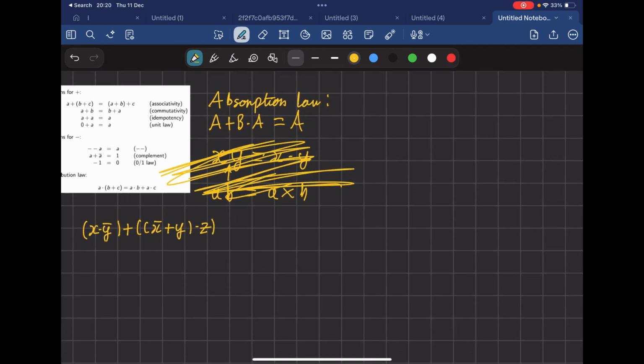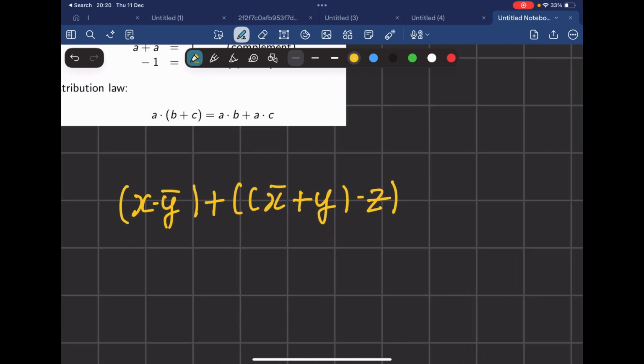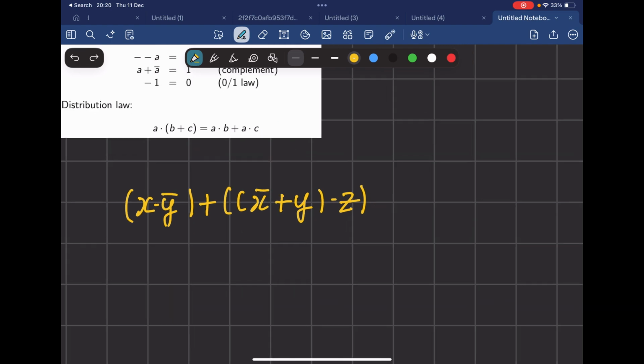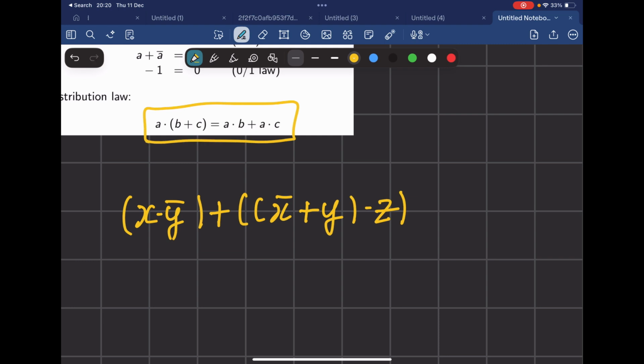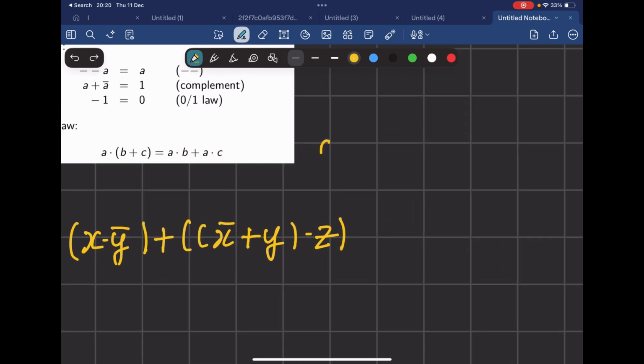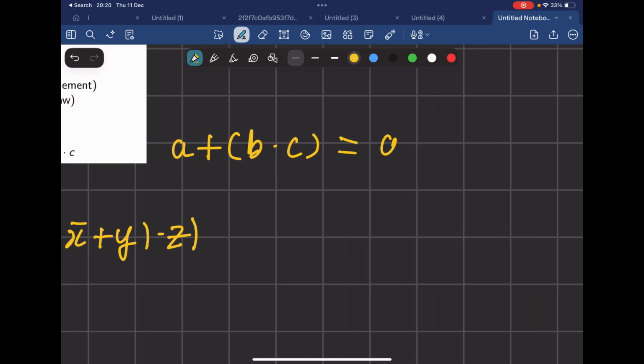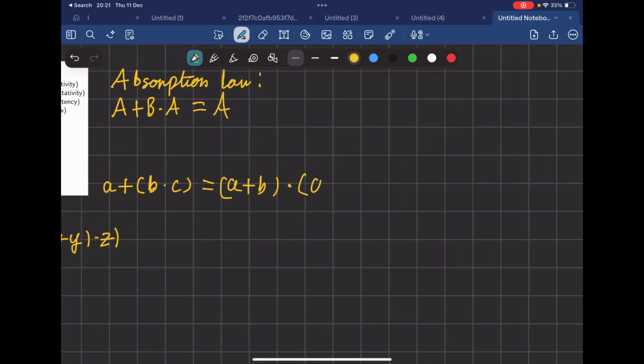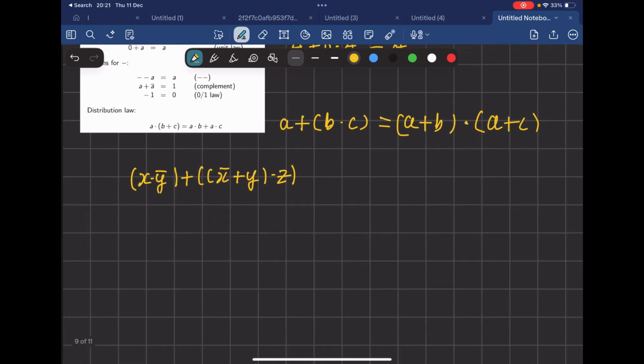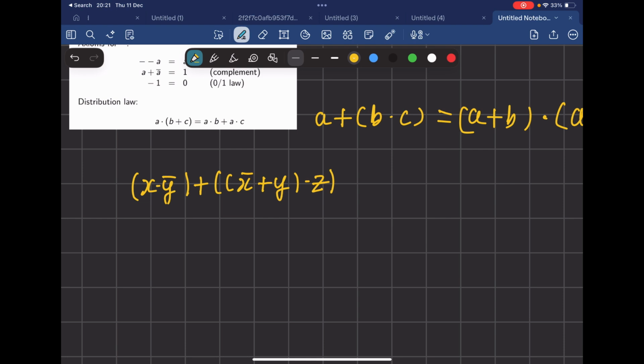First thing to notice with this is that we have two main ways of going forward. We could distribute this, or we could distribute the entire thing. Because remember, this isn't the only distribution law that exists. There's also this other one, which isn't in the slides for whatever reason. So it looks something like this, and this distributes to a plus b and a plus c.